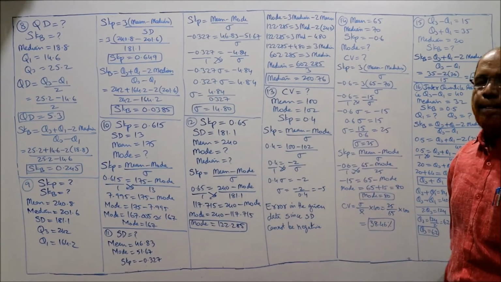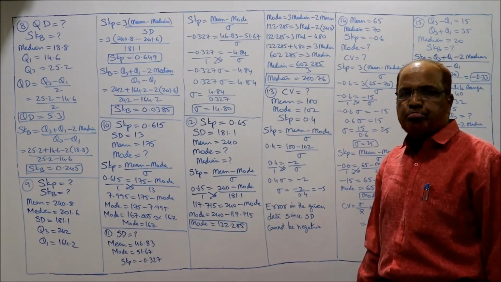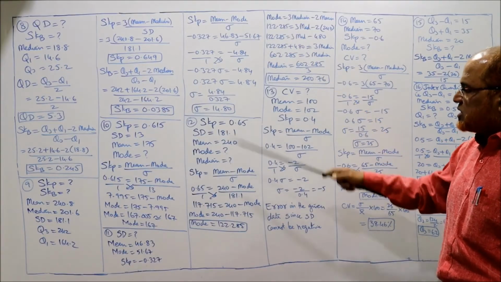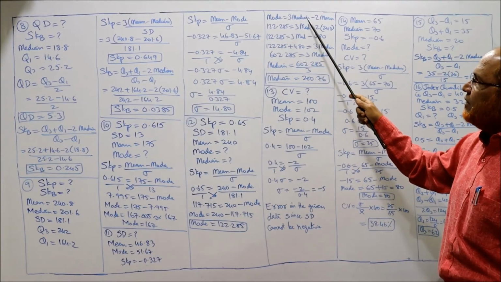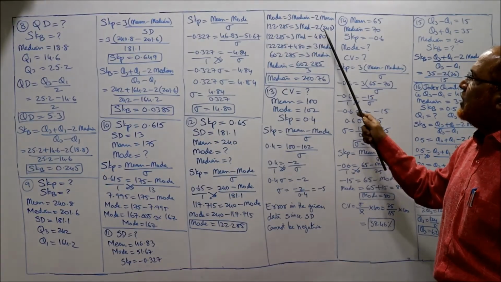Median का एक formula है. Mode is equal to 3 median minus 2 mean. There is a relationship: mode is equal to 3 median minus 2 mean. So mode just now we have calculated. Median we have to find out. Mean is given in the problem, 240.